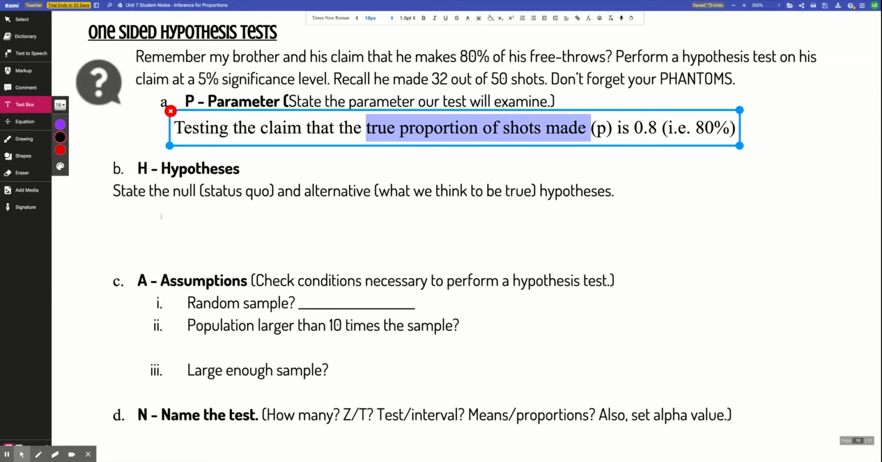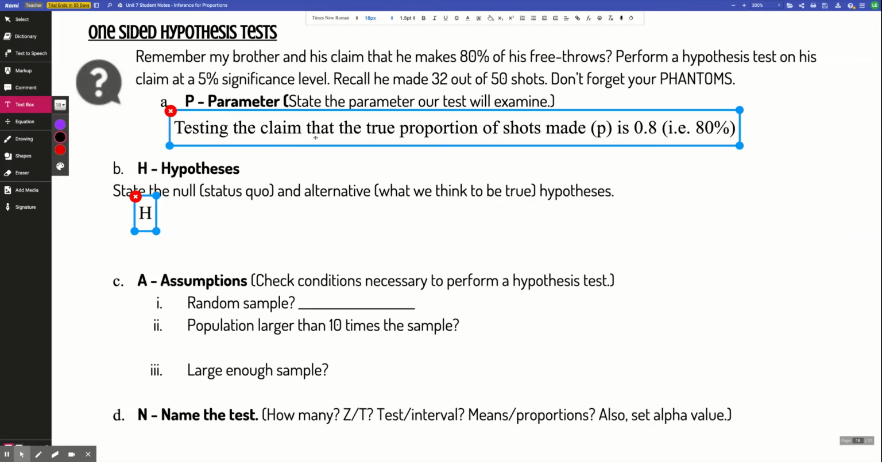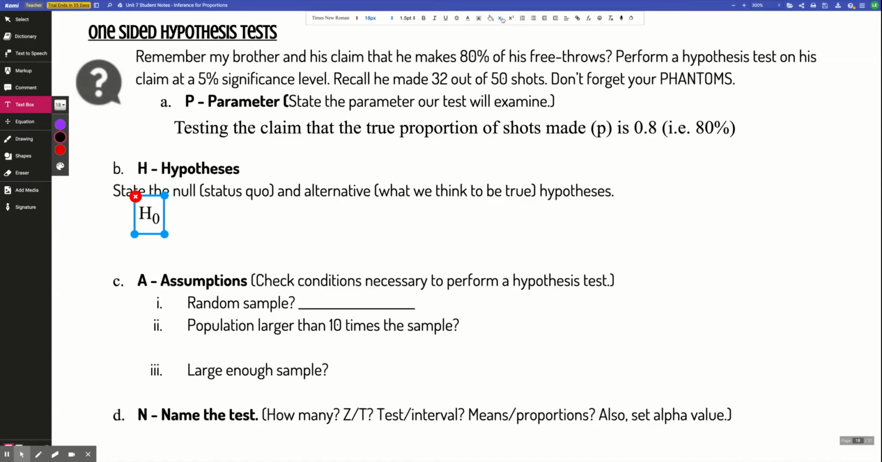Okay, step 2 is your hypotheses. So we have to state the null and the alternative hypotheses. Remember, the null is like the claim that's being made, it's the status quo, and the alternative is what we think will be true. Okay, so my null hypothesis is that P, the proportion of shots made, is 80%, so 0.8. And then my alternative hypothesis, if he only made 32 out of his 50 shots, my guess is that the true proportion is actually less than 80, right? I actually don't think he's as good as he claims to be, okay?